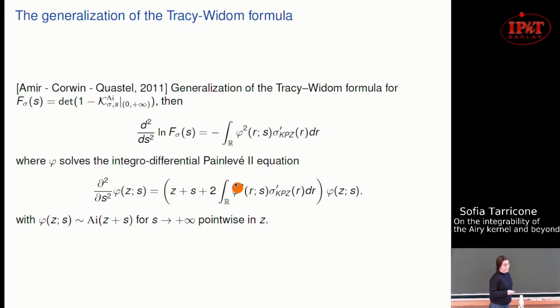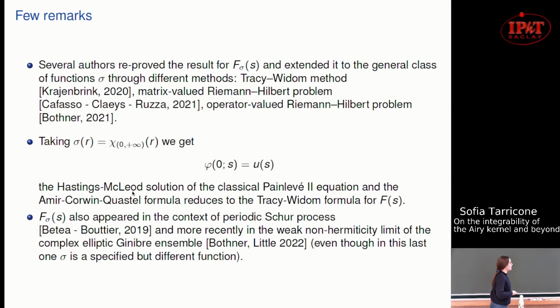Okay, and if you look at the integral differential equation, now, if you look at the behavior of varphi(0, s), so z is equal to 0, it disappears. So you have the second derivative in s of varphi(0, s) equal to s varphi plus this integral, which is just now varphi squared in (0, s), because sigma prime is a delta function at 0, times varphi. And so you get back exactly the Painlevé equation for varphi(0, s). And if you look at the boundary behavior, varphi(0, s) has to go like the Airy function in the variable s. So this is the reason why we call this result the generalization of the Tracy-Widom formula, because if you take sigma being the characteristic function of a semi-infinite interval, then you go back to the Tracy-Widom result in terms of the standard Painlevé equation.